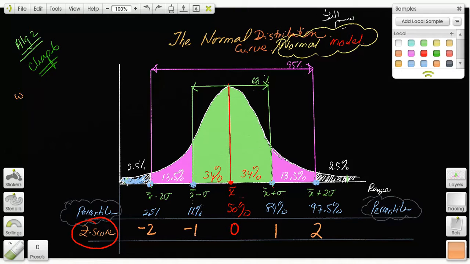After a brief pause, I'm going to elaborate on this and we're going to do some examples to further understand the normal model.